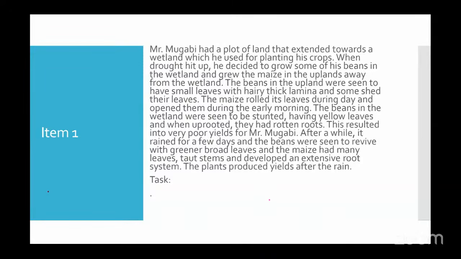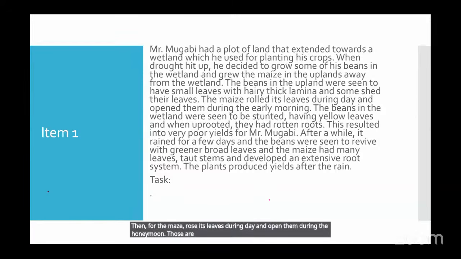Then we need to look for structure modifications in the scenario. Here you can see we have the small leaves with hairy thick lamina, and of course some shed their leaves. That is for the beans. Then for the maize, it rolled its leaves during the day and opened them during the early morning. So those are all modifications.